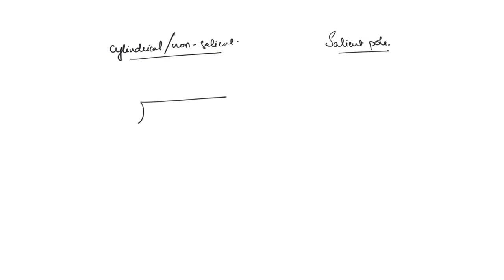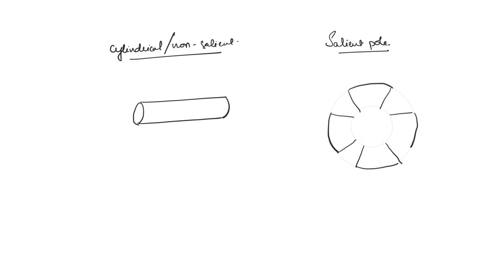The cylindrical pole will simply be in the cylindrical shape, whereas if you consider a salient pole machine, it is going to have its poles protruding out. So that means something like this. These are the protruding poles. So this is how it is going to look. So you can see that this is in fact a little less bulky as compared to the cylindrical or the non-salient pole rotor.